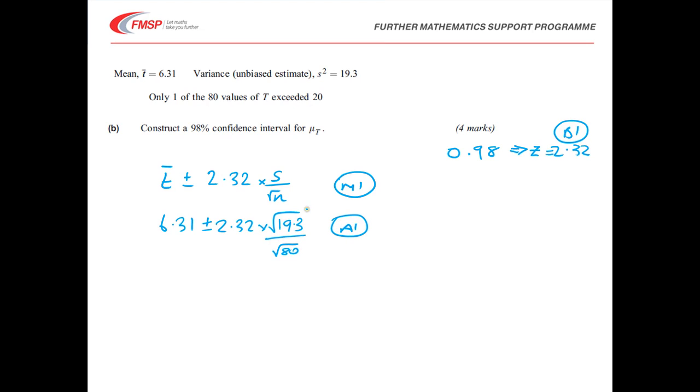So again, if you got the wrong value here for z, you would still get marks. Okay, so if we calculate these, that's going to give me a confidence interval of somewhere between 5.16, sorry, and 7.46. There is some tolerance on this, so it could be 5.18, all the way up to 7.44. So anything in those sort of ranges will get you the accuracy mark for this.